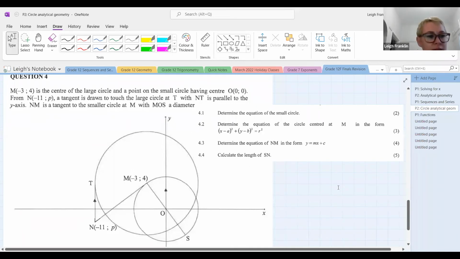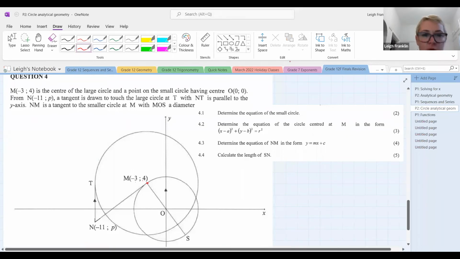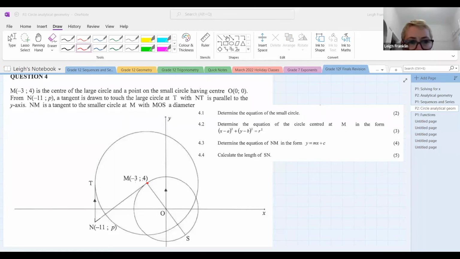They've told us that M is the center of the large circle. All right, so here's M over here. M is in quadrant two. Good. Okay, so it has a negative X and a positive Y. Okay, good stuff, everybody.